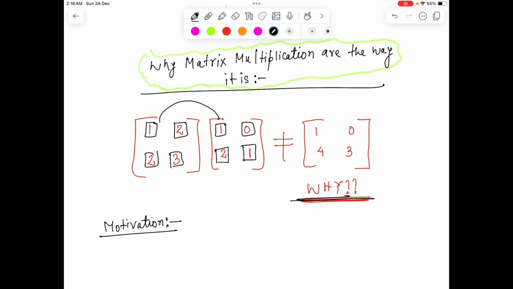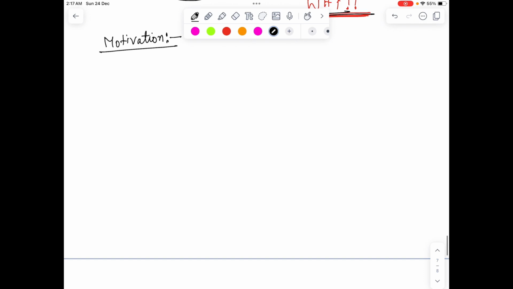Now the question is, why can't we do it for multiplication? Why not multiply 1 into 1 to get 1, 2 into 0 to get 0, 2 into 2 to get 4, and 3 into 1 to get 3? Or maybe can I define it in some matrix world? Will it be useful? So let's motivate ourselves with one of the very easy to understand ideas. And here we go.